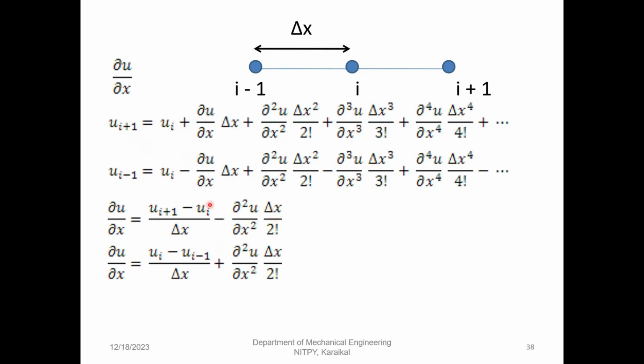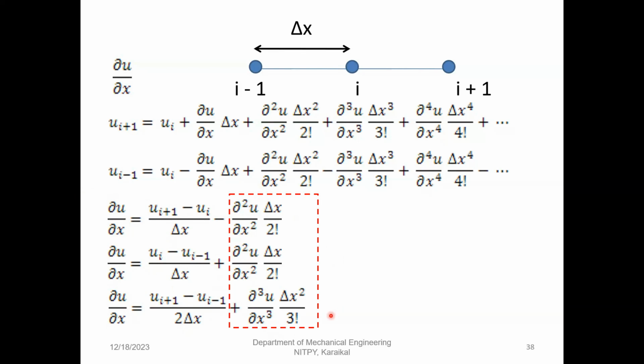Or you can write it as u(i) minus u(i-1), or you can write it as u(i+1) minus u(i-1). So we can have forward differencing, backward differencing, and central differencing. Now if you look at it, we are going to truncate it here. We are going to neglect all the terms that will be present here. We say ∂u/∂x is nothing but u(i+1) minus u(i) by Δx, or ∂u/∂x is u(i+1) minus u(i-1) by 2Δx.